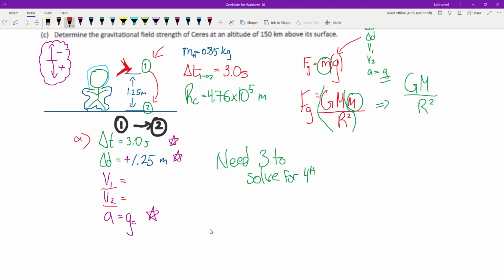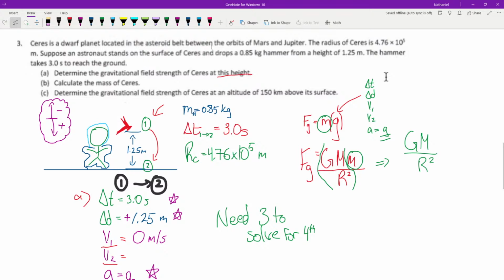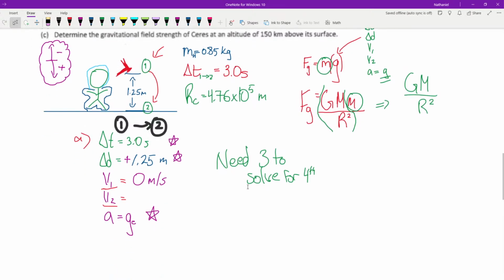So remember our 5 equations, and we need 3 to solve for the 4th. We don't know V2. We don't know what speed it hits the ground at, but we do know that we drop it, which means 0 meters per second. Do we drop it? Let's check. Yes, drop. The word drop makes an appearance. Boom. So let's get it.